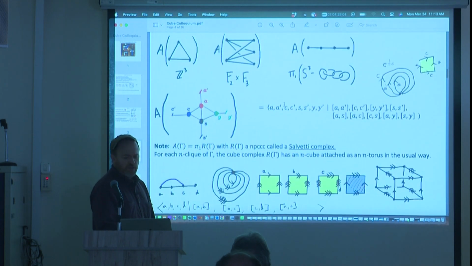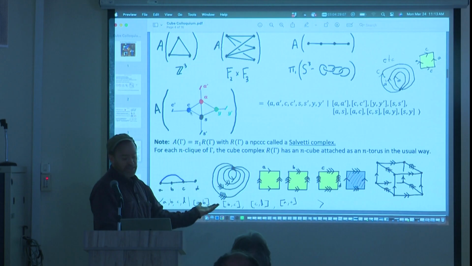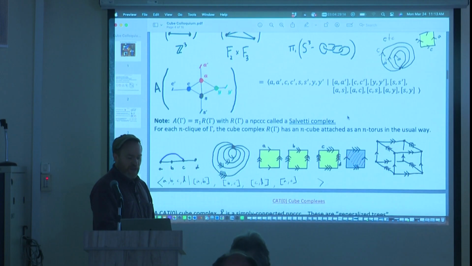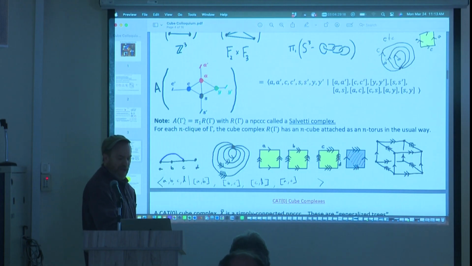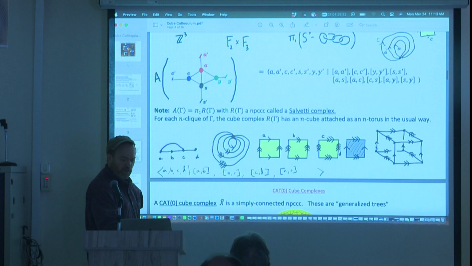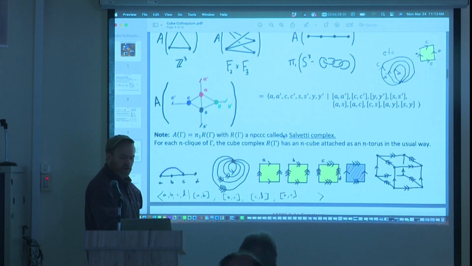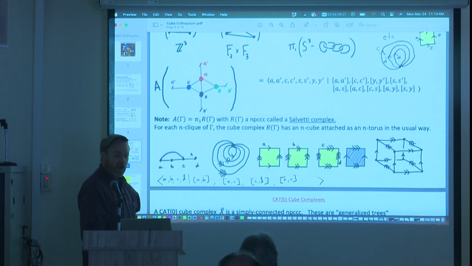In fact, whenever you have, here's a crazy graph that I drew over here, and here's all of its generators and relators. Whenever you have a graph, gamma, the right-angled Artin group associated to gamma is the fundamental group of a non-positively curved cube complex that we call the Salvetti complex. And I illustrated over here, but I'll just tell you very quickly how to do it.